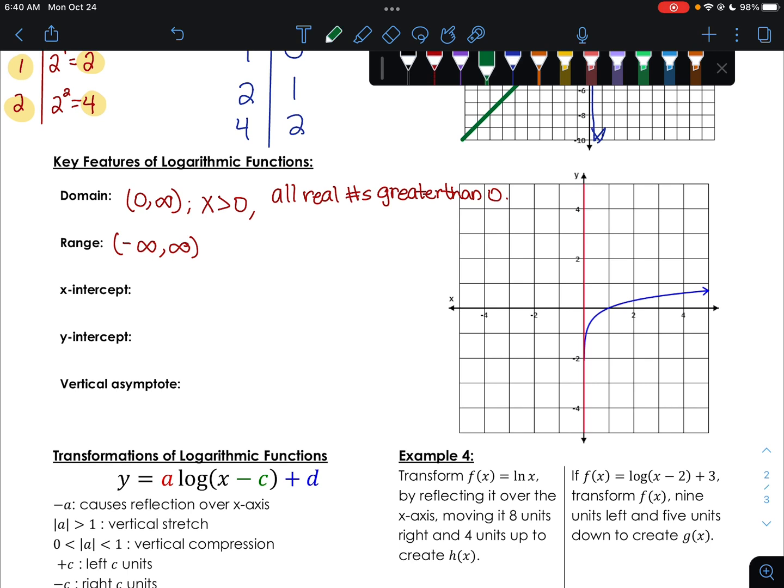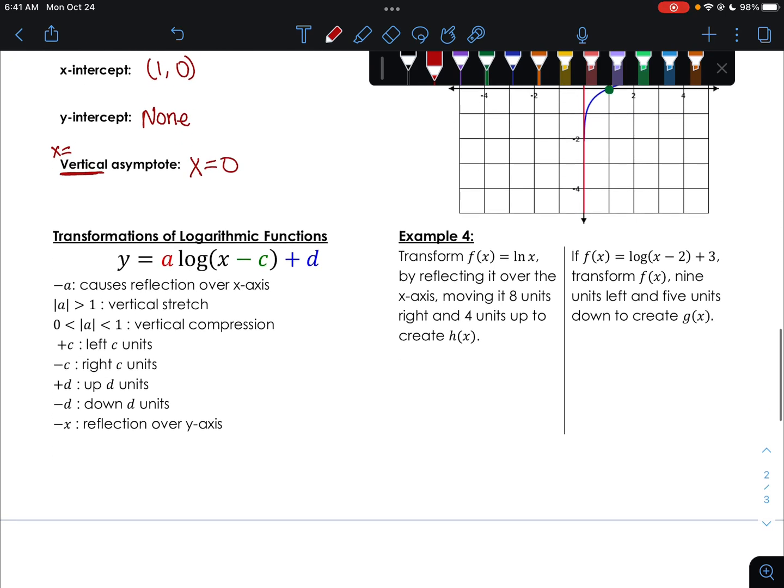Now on this right here, we do have an x-intercept now. It is at 0, 1, or 1, 0, I'm sorry. And this time, because our asymptote is vertical, we do not have a y-intercept, it is none. And now my vertical asymptote is at x equals 0. So the important thing to know is that vertical lines are x equals. So when you see vertical, it should be x equals a number. The only time the vertical asymptote is going to change from 0 is if we have a transformation that is moving it horizontally. Okay, so now that we talked about that, we're going to move into our transformations.